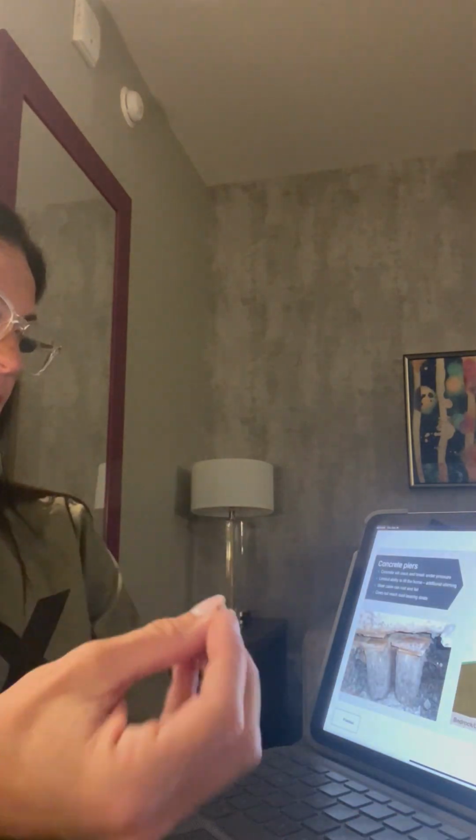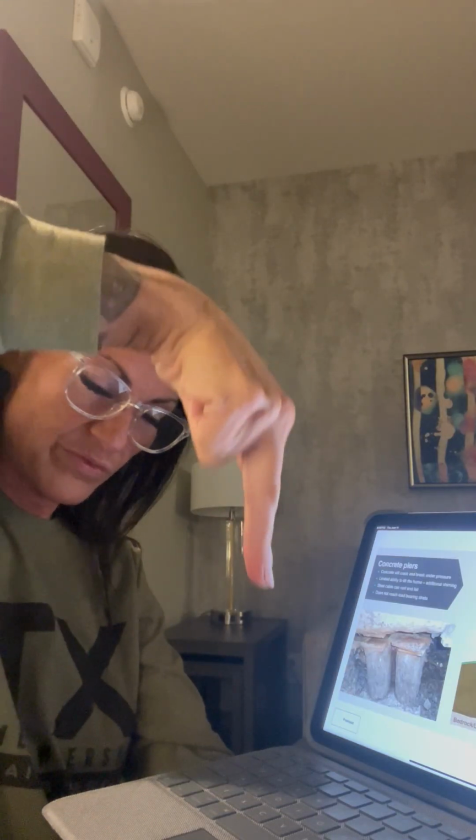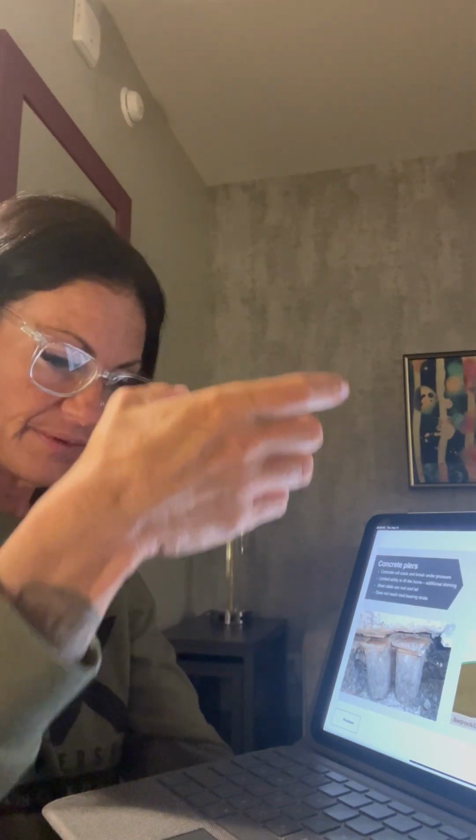So concrete piers are placed under the foundation. Picture pushing a pencil into the soil. The downside is you're not going to get it going straight. It will always go kind of to the side. The thing with concrete is it's only load bearing in one direction. If it's sideways, it's losing its ability to support the load as stacked.